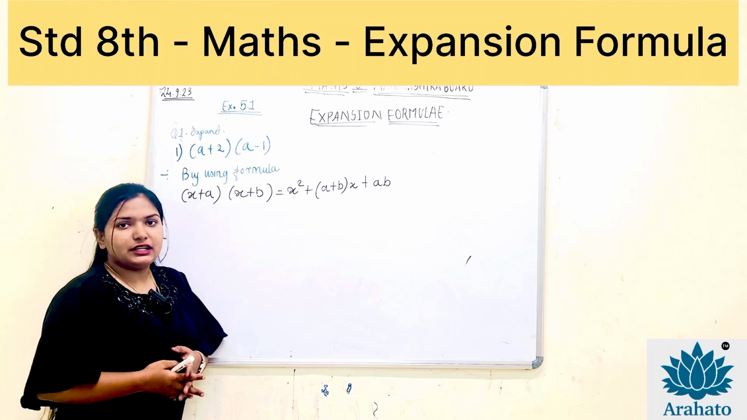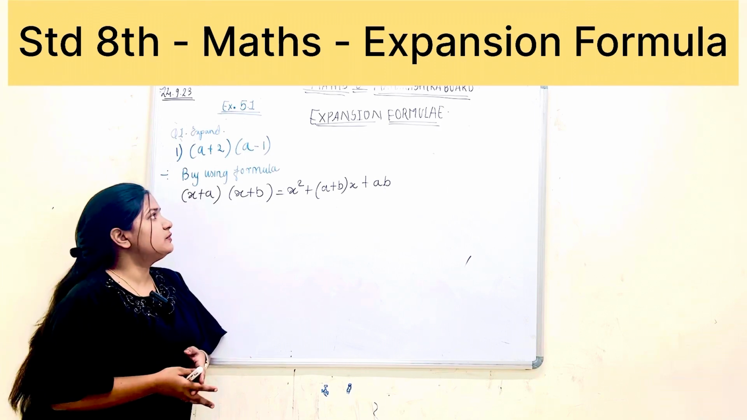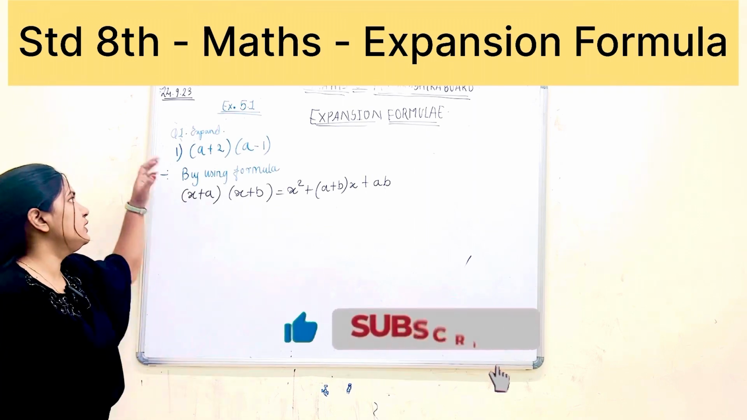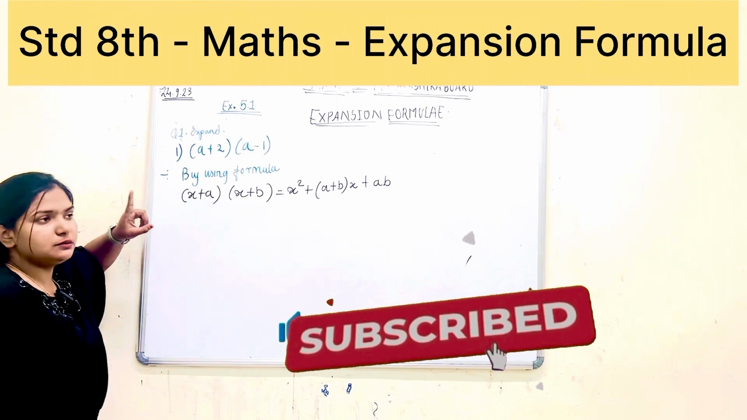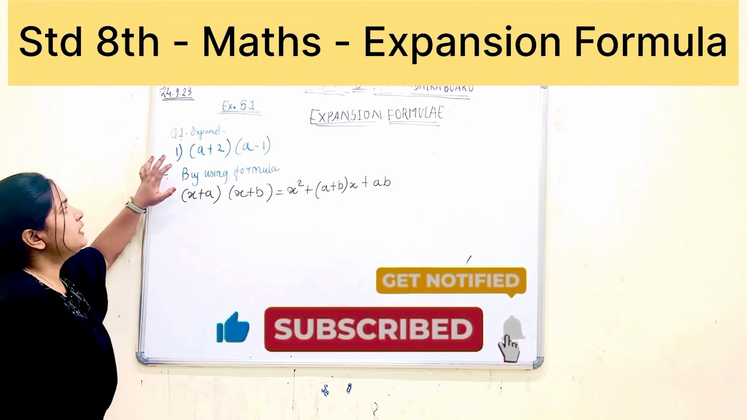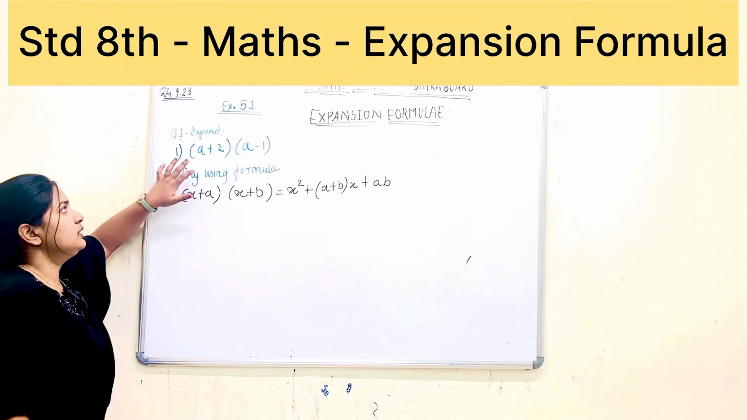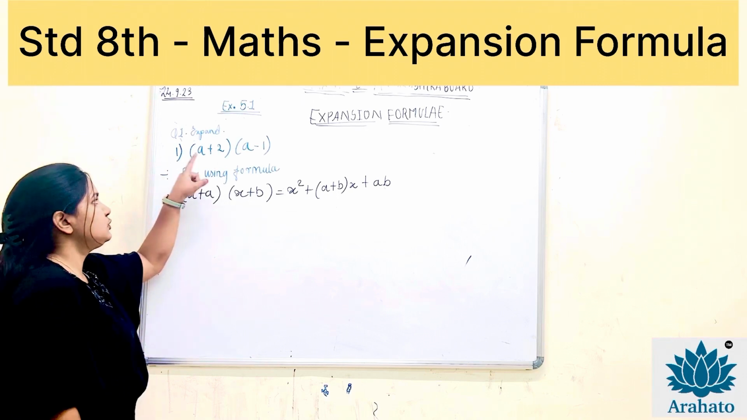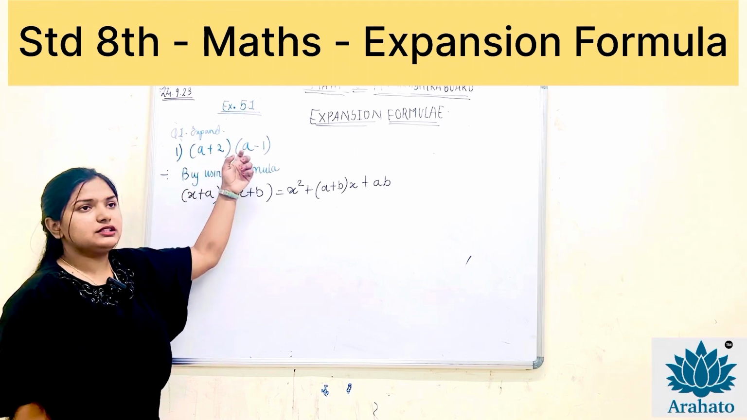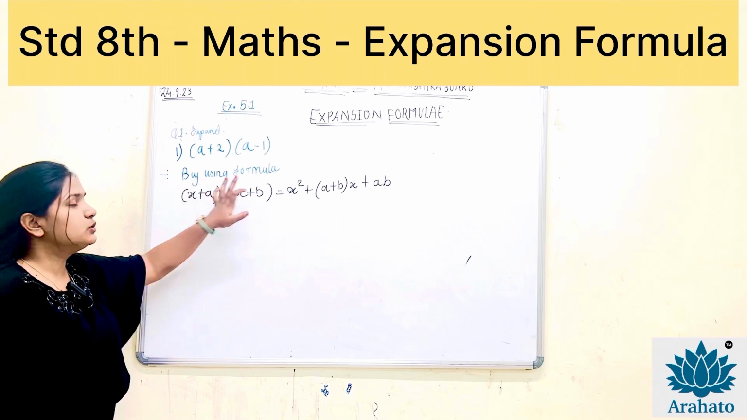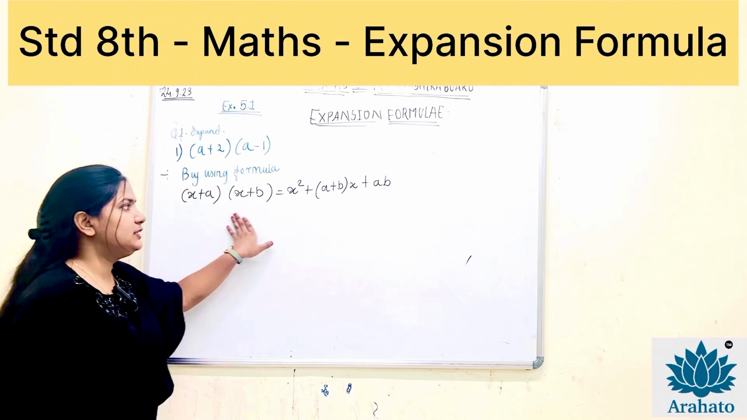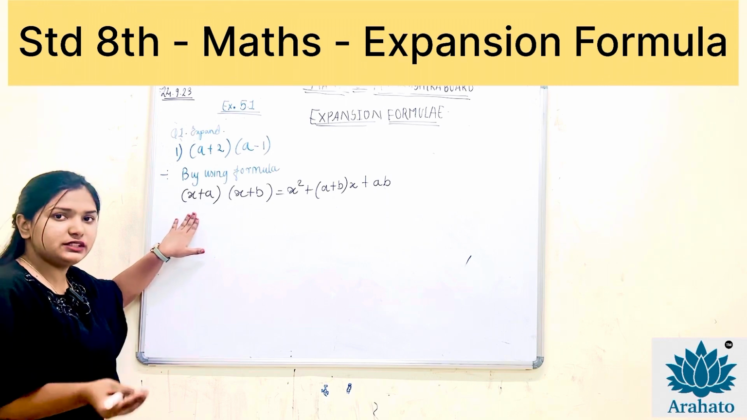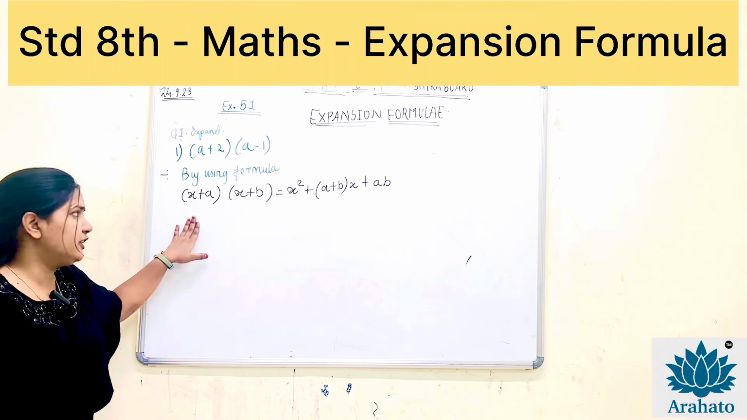So today we'll start with 8th standard lesson number 5, expansion formula. We'll start with exercise 5.1, question number 1, sum number 1. Here is the sum: (a plus 2)(a minus 1). By using the formula, you have to learn this whole formula by heart. This formula is very easy. If you solve these sums, you will learn it by heart by yourself.